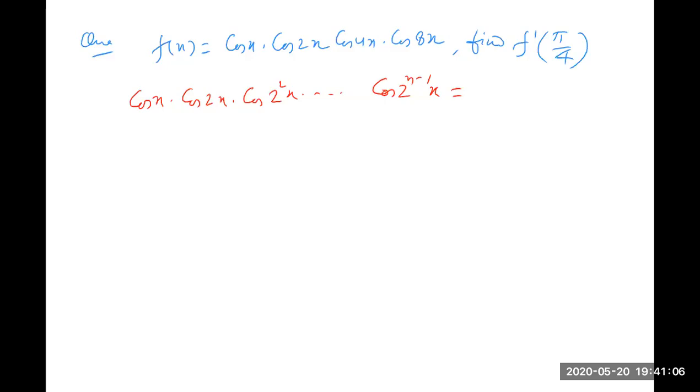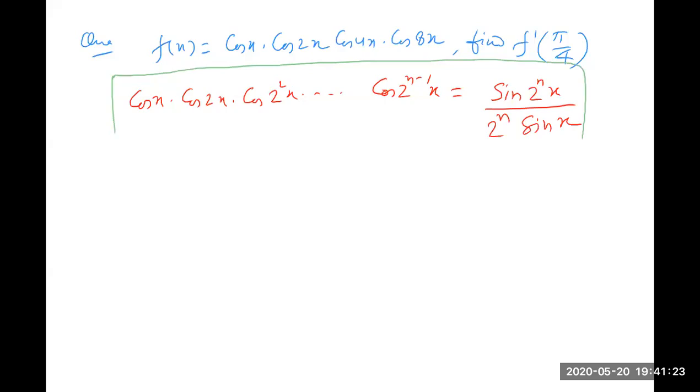Okay. See, this formula is sine of 2 raised to power n x, where x is the smallest angle, upon 2 raised to power n sine x. As I'm telling continuously, we will use a lot of trigonometry. How is this formula derived? By multiplying and dividing by 2 sin x, numerator and denominator. So 2 sin x cos x becomes sin 2x. Then again multiply by 2, divide by 2, this will become sin 4x, and so on.